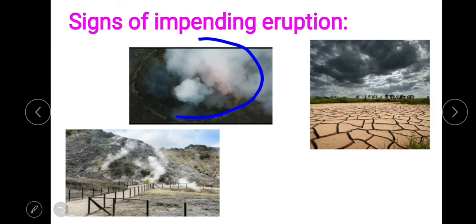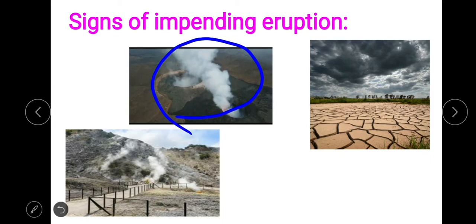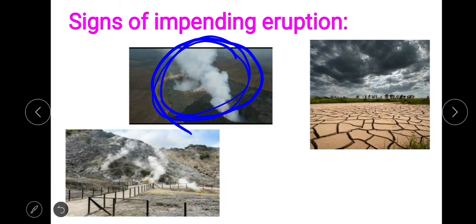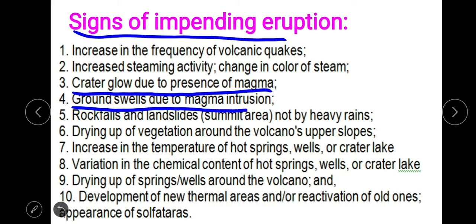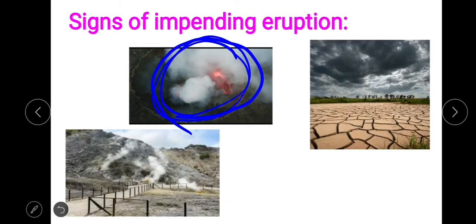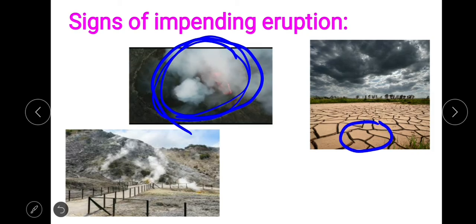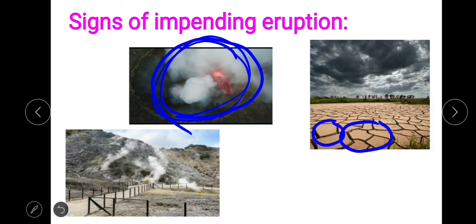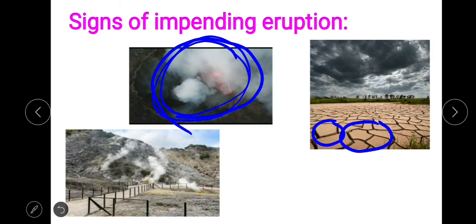Here is an example of steam. If steam increases in amount, you better get out immediately. Then the third one is the crater glow due to the presence of magma. Then ground swells due to magma intrusions. Okay, so what do we mean by swellings? Just like this one. If you notice swelling of the ground, then I think that will be the sign of an impending eruption.